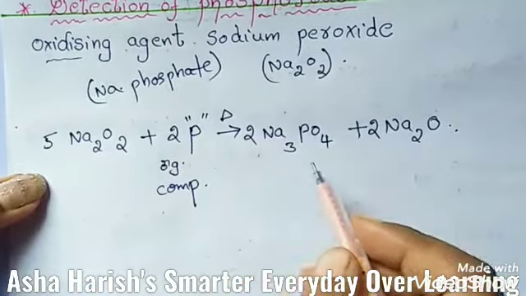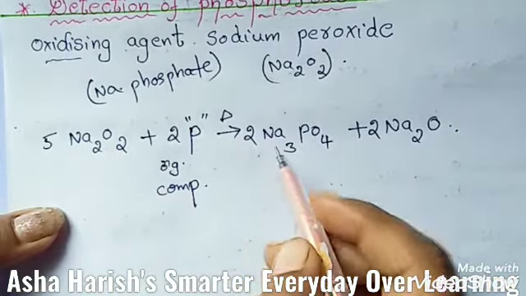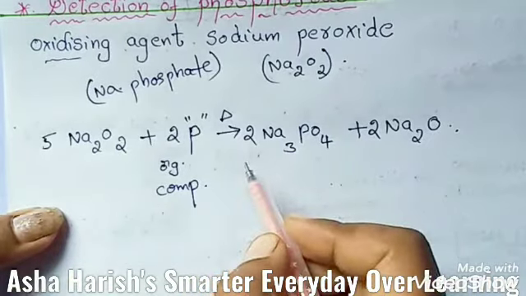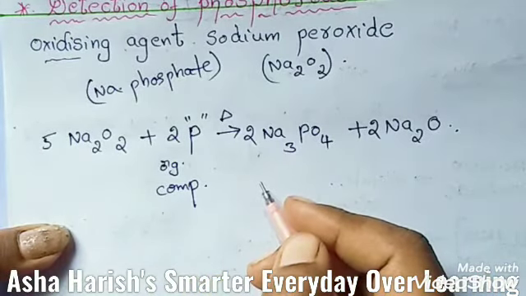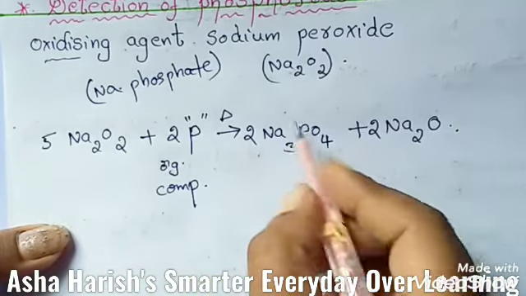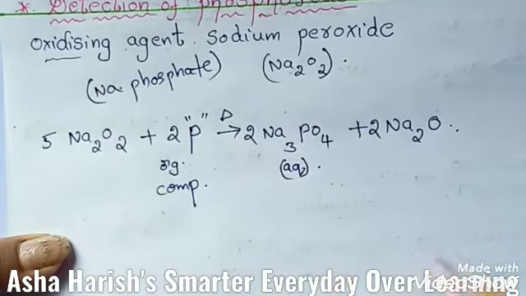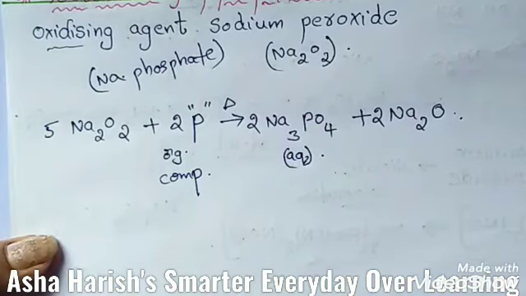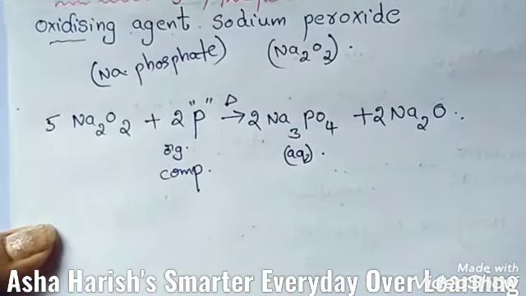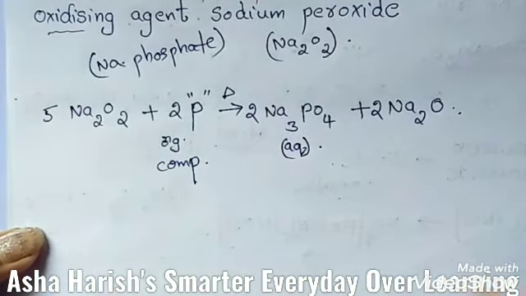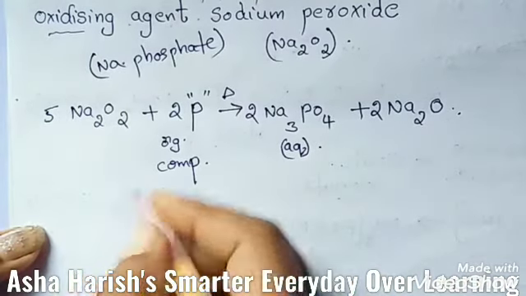The fused mass is extracted with water. The aqueous solution is boiled with concentrated HNO3. Now students, this is the aqueous solution of sodium phosphate, and this aqueous solution should be treated with concentrated HNO3.